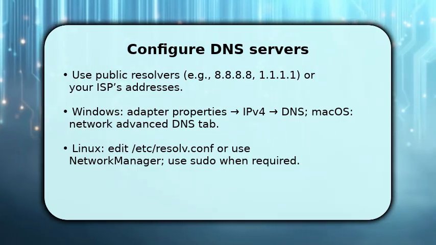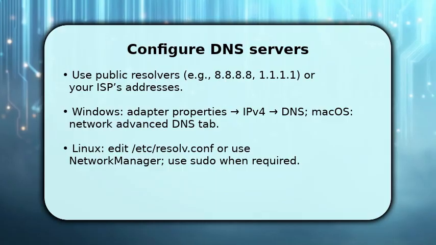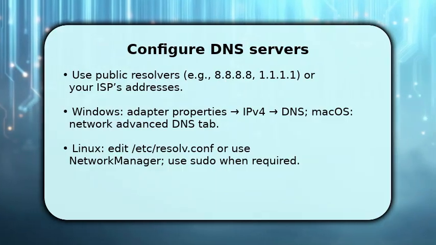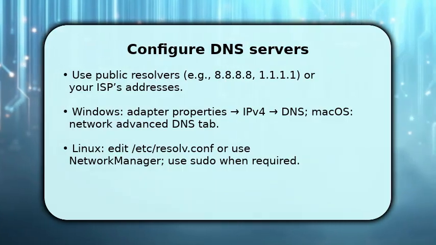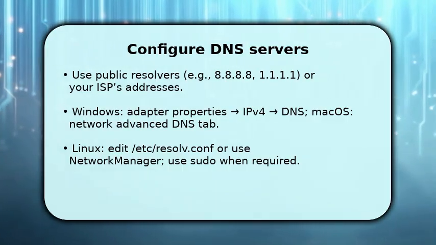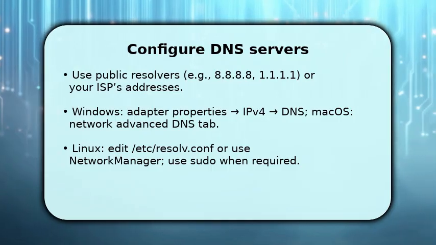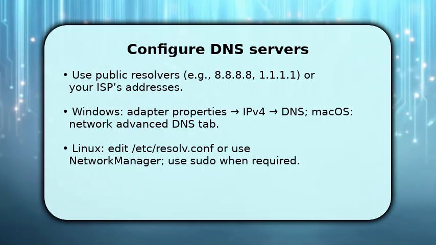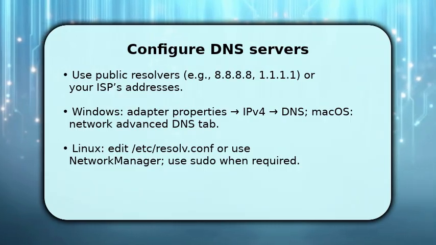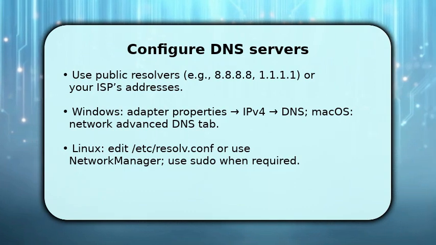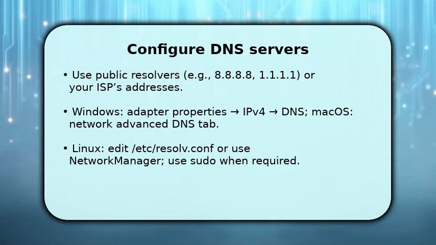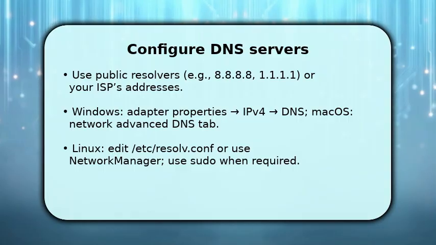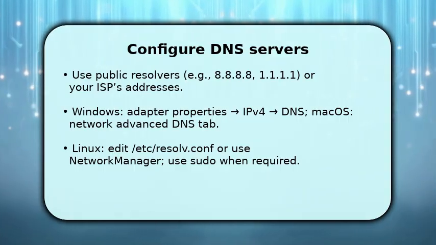On Windows, open Adapter Properties, select IPv4 and place DNS addresses in the DNS fields. On macOS, open Network, then Advanced, then DNS, and add servers. On Linux, edit /etc/resolv.conf or manage entries through NetworkManager to persist changes. Remember to use sudo. Once set, save and apply so your system starts querying the new resolvers.